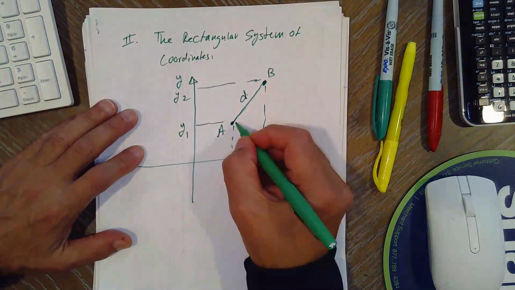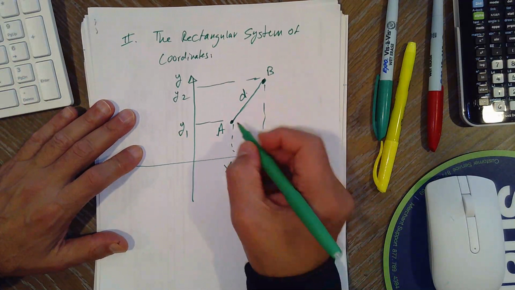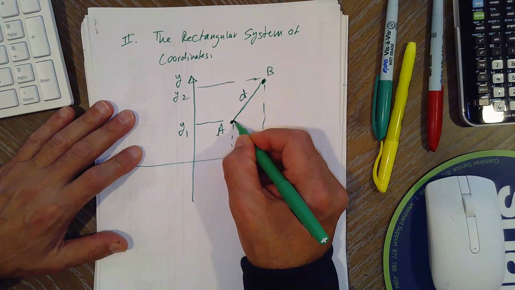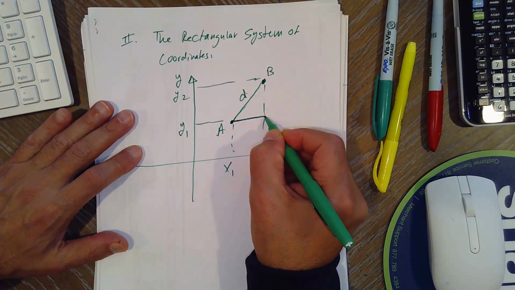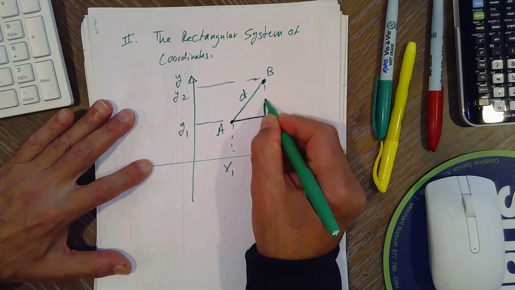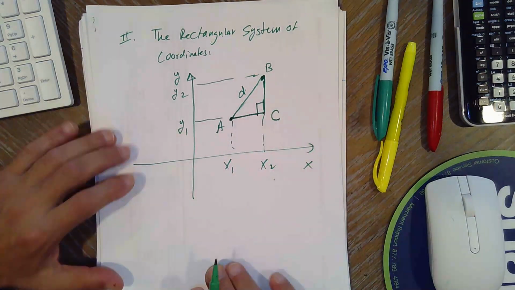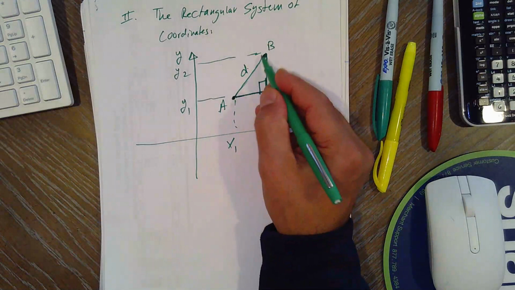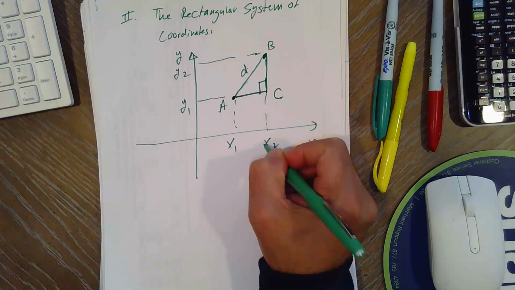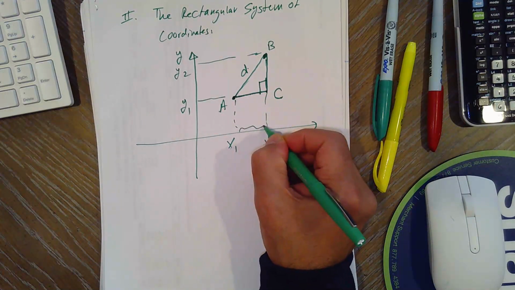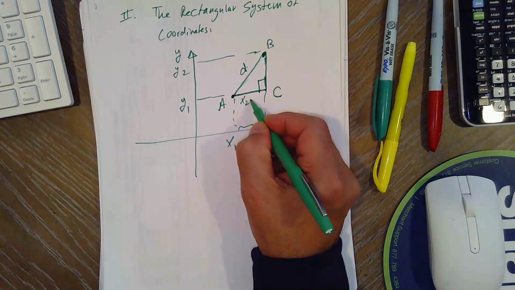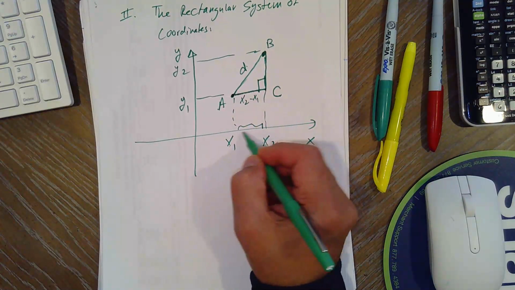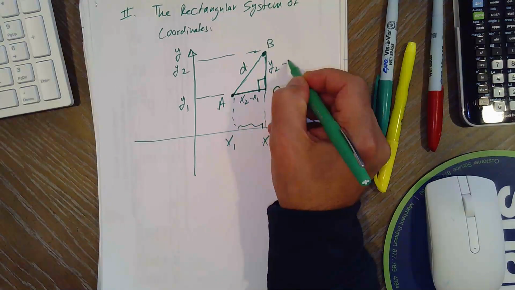So to do this, we want to make a right triangle to use the Pythagorean theorem. We start at A, we move to the right until we reach a point C, then we go up to reach point B, so we get a right triangle. We want to find the hypotenuse given our numbers, so we know this distance is x2 minus x1. We just talked about the distance on the number line, and this is y2 minus y1.